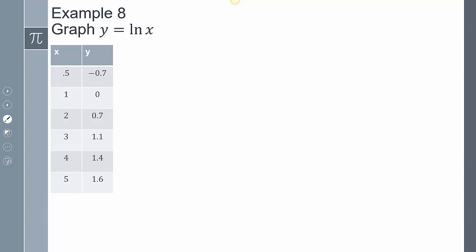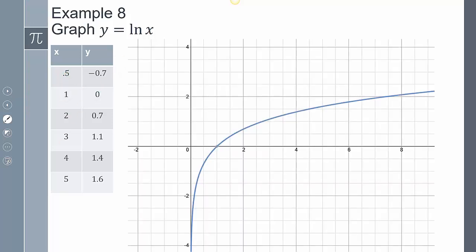Same thing here, ln. There's no exact way to simplify it, so you just want to enter those values straight into your calculator: ln of 0.5, ln of 1, ln of 2, ln of 3. And so when you do that, you're going to get this image here as your graph. See, it's still crossing at 1, 0.